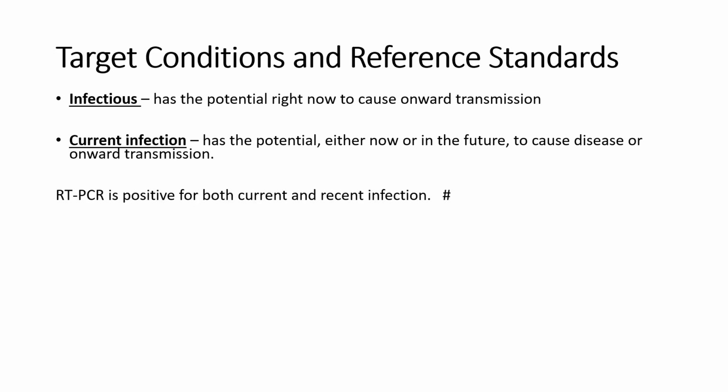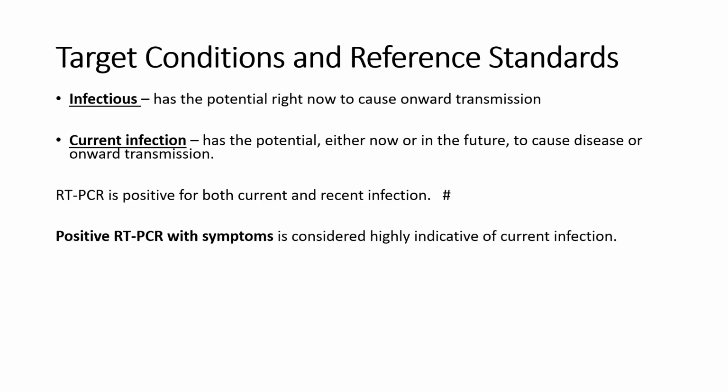Now, the problem we've got is that we don't have a reference standard we can use to answer this question, because our reference standard, the PCR test, is positive for both current and recent infection. If we've got somebody who's got symptoms and positive on PCR, we think that's indicative of current infection, but in somebody who doesn't have symptoms, we don't have a reference standard for current infection.